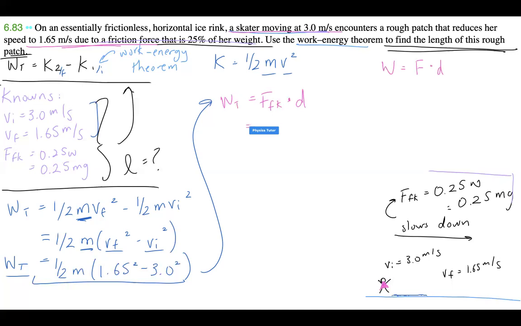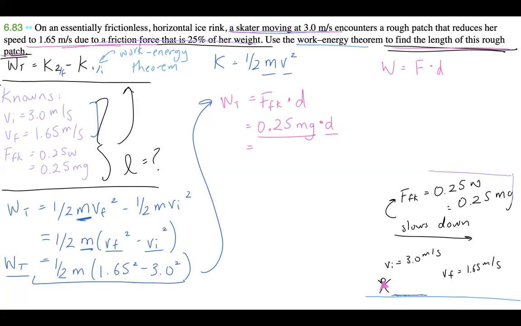All right, so we have the force of friction, right? And that is 0.25 times mg, dot product with the length of this rough patch. Now, one more step, right? So let's take the dot product of these two terms. Now, the dot product of these two terms is going to be, let's draw out the vectors.